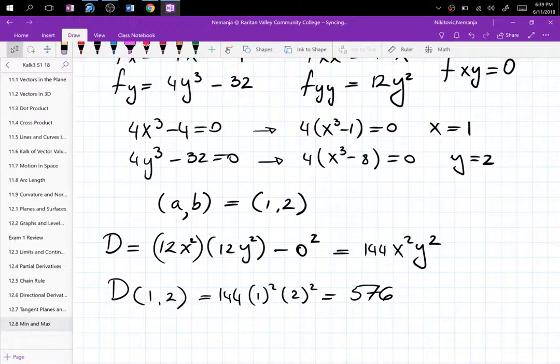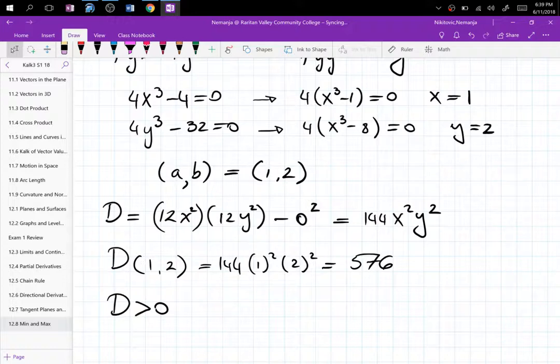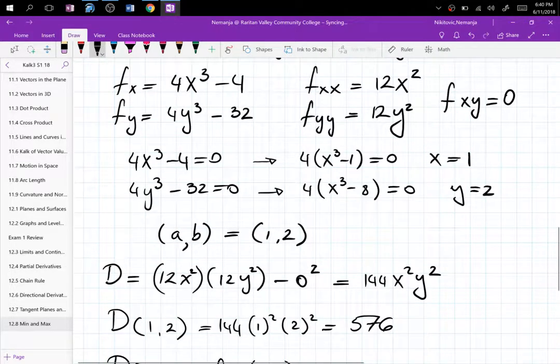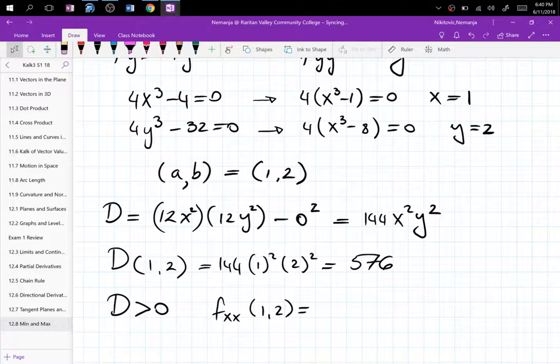576. I thought that it was a minimum. Now we see that D is larger than 0. And we also have that fxx is doing what? Fxx at 1, 2 is positive, right? So it's also positive. So when they're both positive, you get a minimum.